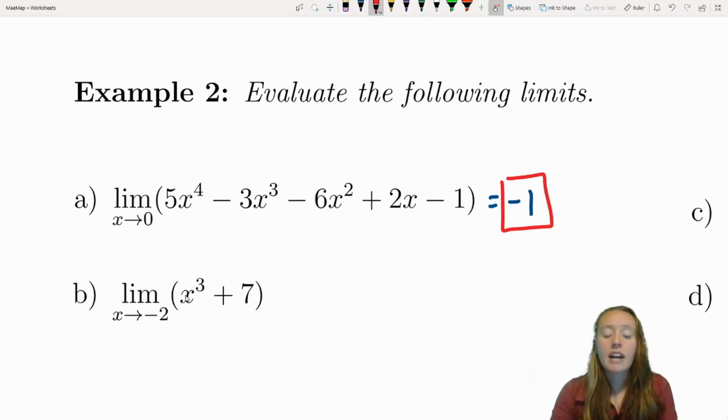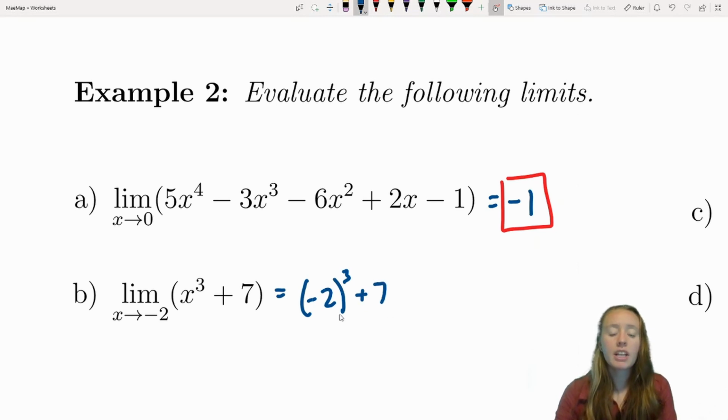For b, I have the limit of x cubed plus 7 as x approaches -2. I have a polynomial. I'm just going to plug -2 in for x. So this is going to give me -2 cubed plus 7, and negative cubed remains a negative, and 2 cubed is 8. So this is going to be -8 plus 7, which also gives me a -1.